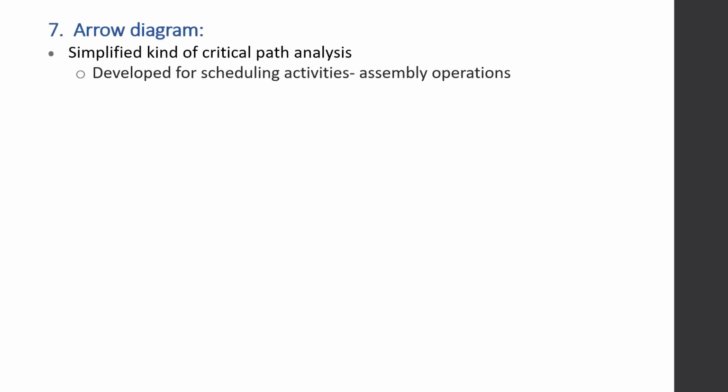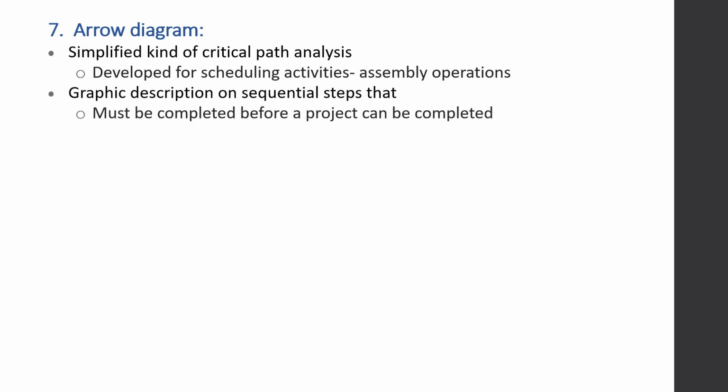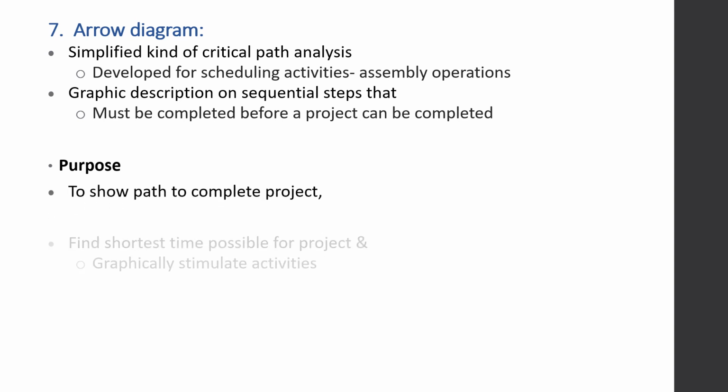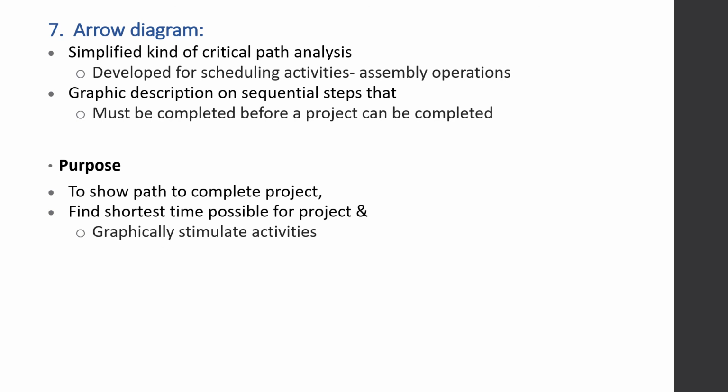Now we have arrow diagram. It is a simplified kind of critical path analysis. It is developed for scheduling the activities and assembly operations. It is a graphical description of sequential steps that must be completed before a project can be completed. So the purpose is to show the path to complete the project. It finds the shortest time possible for the project and graphically simulates the activities.